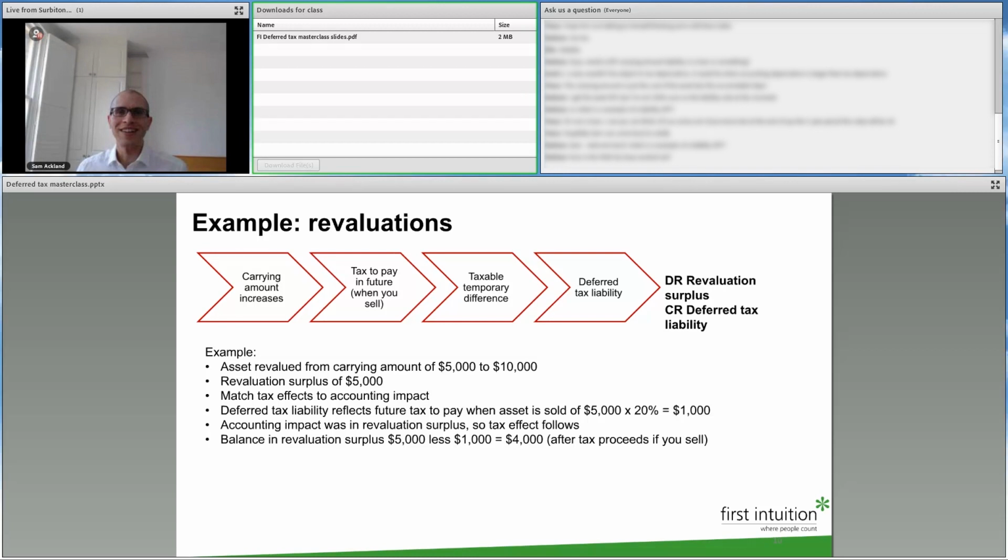Okay, so the balance in my revaluation surplus is now 5,000 minus the 1,000 debit for the deferred tax, which makes it 4,000. Now, if you think about this, this is what will happen for tax purposes. You will sell the asset, and let's say you make a gain of 5,000 if we sold it immediately, but you have to pay tax on that gain. So the amount you'll end up with won't be 5,000, it will actually be 4,000. So the profit that you end up with will be 4,000 after the tax that you pay. So that's why we have deferred tax going to the revaluation surplus there.